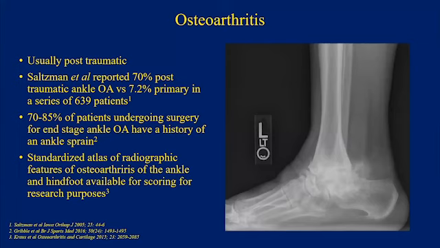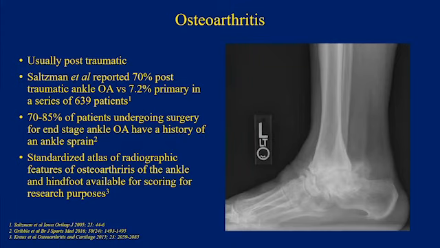As we've also been talking about this afternoon, it is usually, probably nearly all the time, post-traumatic. Dr. Saltzman has reported in one series that almost 70% of patients had post-traumatic osteoarthritis versus primary. Other studies have also confirmed this. Patients have had a history of an ankle sprain. Eventually, if you go back in the patient's history, they will remember that they had some sort of trauma.